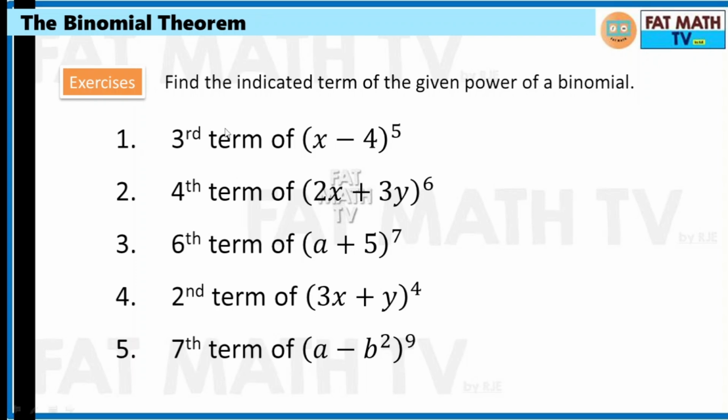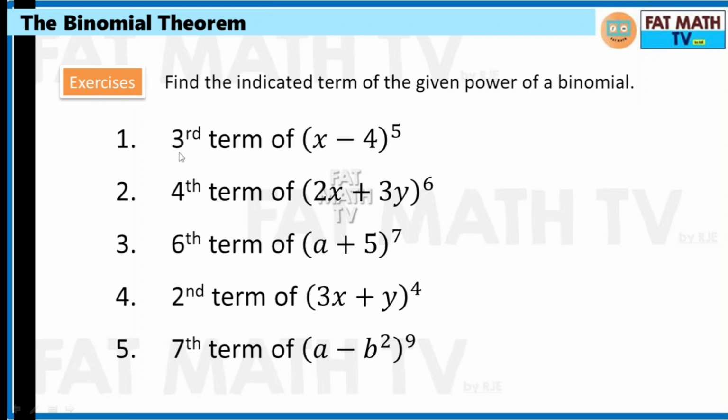Okay, remember in the formula, a is the first term of the binomial. So here our a's are x, 2x, a, 3x, and a. Our b will be, for number 1, negative 4. In number 2, 3y. In number 3, 5. Number 4, y. And number 5, negative b squared. And for our n, the exponents here. And then for the r, it depends on which term.